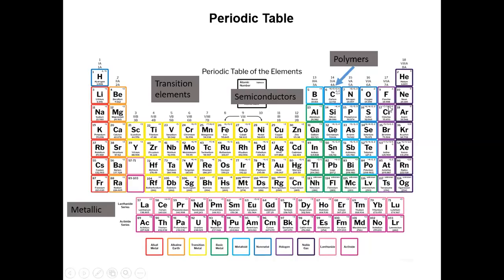Then the halogens are this column, 7A, we call the halogens. Then the noble gases, this column, the 8A column, we call noble gases. You can identify them by the color. It's easy to understand.